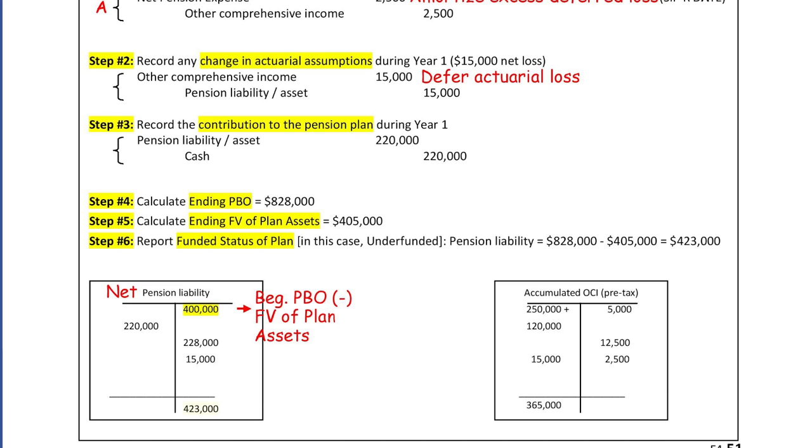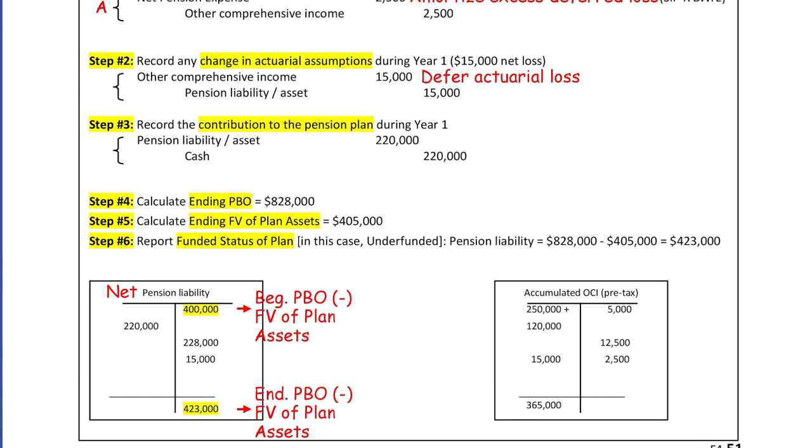Highlight $423,000 and write ending PBO minus fair value of plan assets. So the ending PBO was $828,000. Ending fair value of plan assets $405,000. So the ending net pension liability was $423,000.